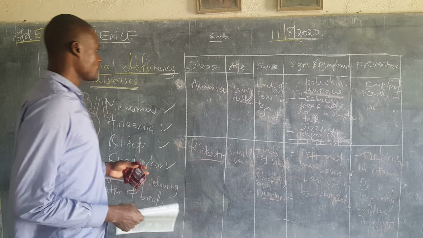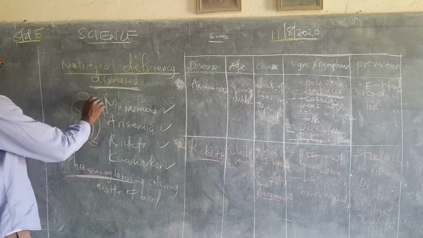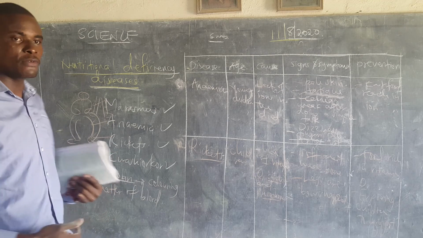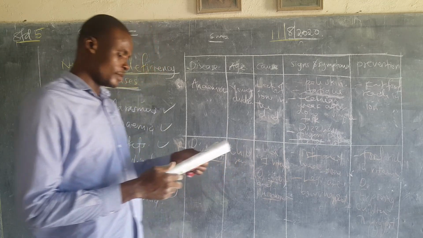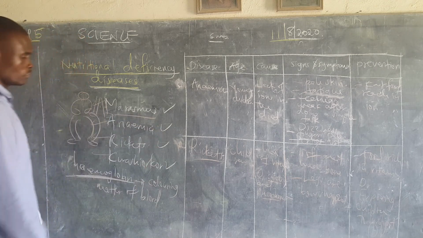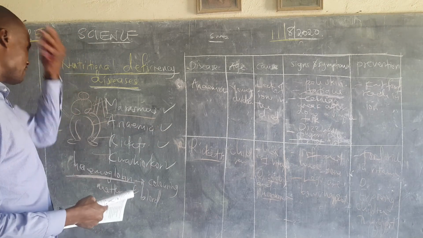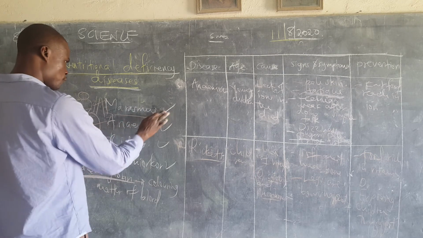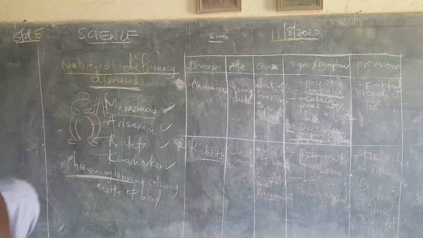So Lana, we said that they were only marasmus, anemia, rickets, and kwashiorkor. And if we can go shortly before we end this our lesson, we need to know that marasmus is caused because of what? And we mentioned that marasmus is caused because of lack of enough food. Let me do a small summary here.